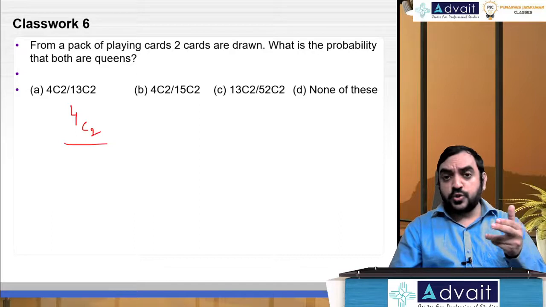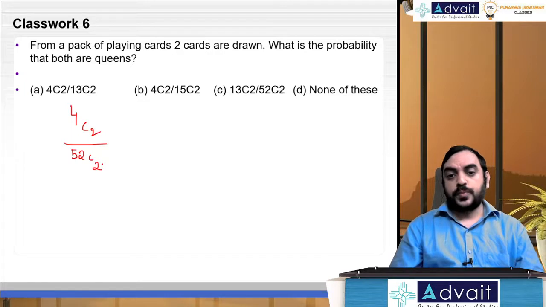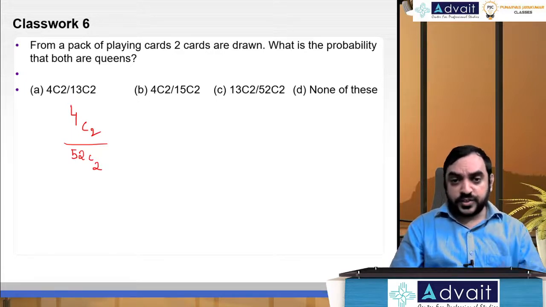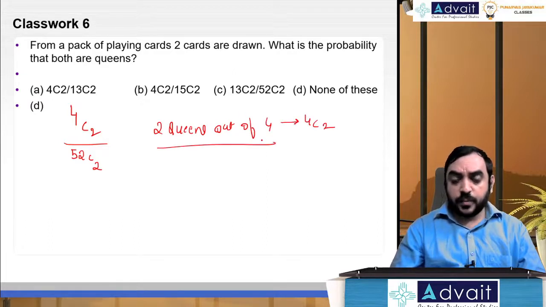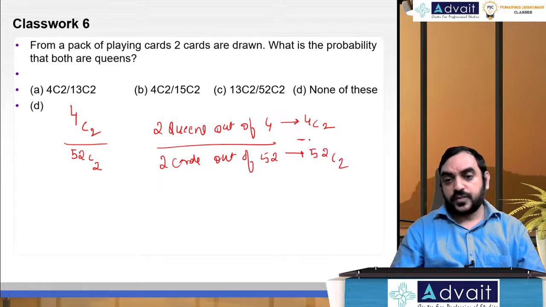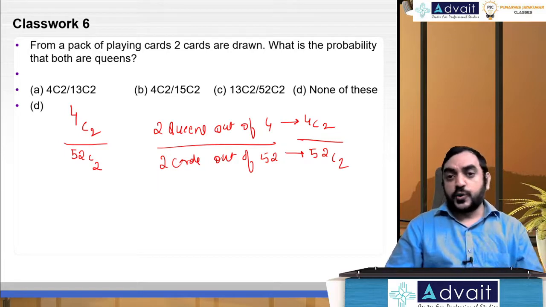Denominator, you can choose 2 from anything. That is going to be 52C2. So 4C2 by 52C2. I think it's not there in the option, so it's going to be none of this. So numerator, 2 queens out of 4, that's why it is 4C2. Denominator, 2 cards out of 52 cards, that's why it is 52C2. So favorable events 4C2, denominator total possible events 52C2.